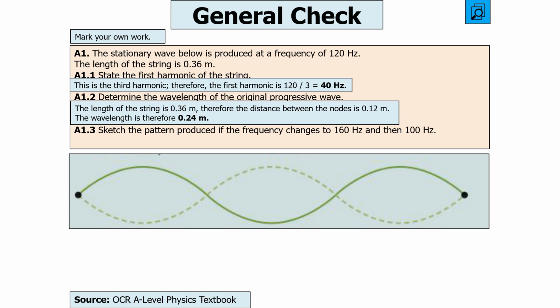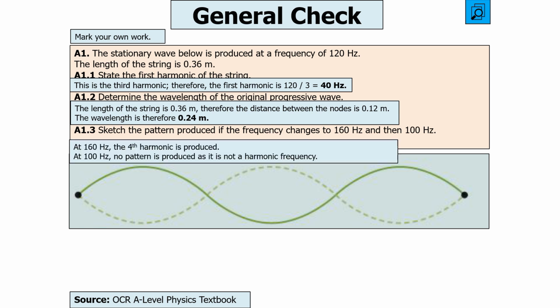Now, how would the pattern change if you went to 160 Hz? Well, you'll notice that the harmonics are produced in multiples of the first harmonic. The first harmonic, in this case, is 40 Hz, so I'll go in multiples of 40: 40, 80, 120, 160. So therefore 160 is the 4th harmonic, so you would sketch the 4th harmonic. So you'd have 4 antinodes in your standing wave.